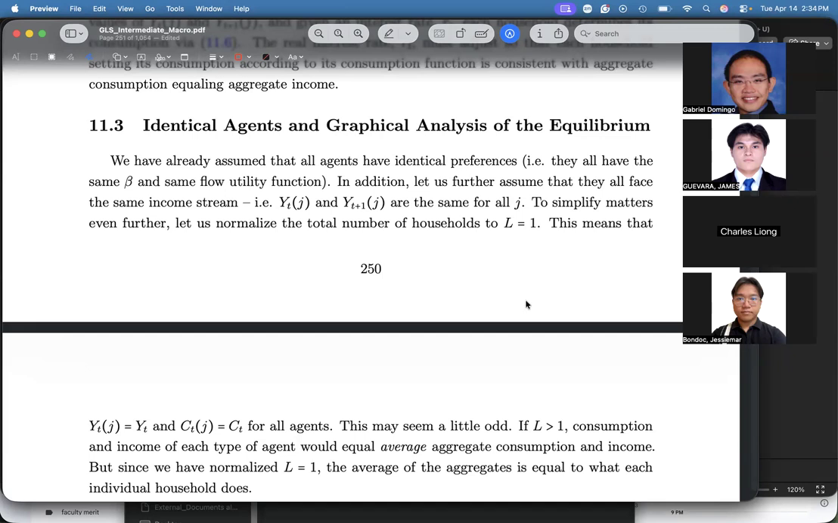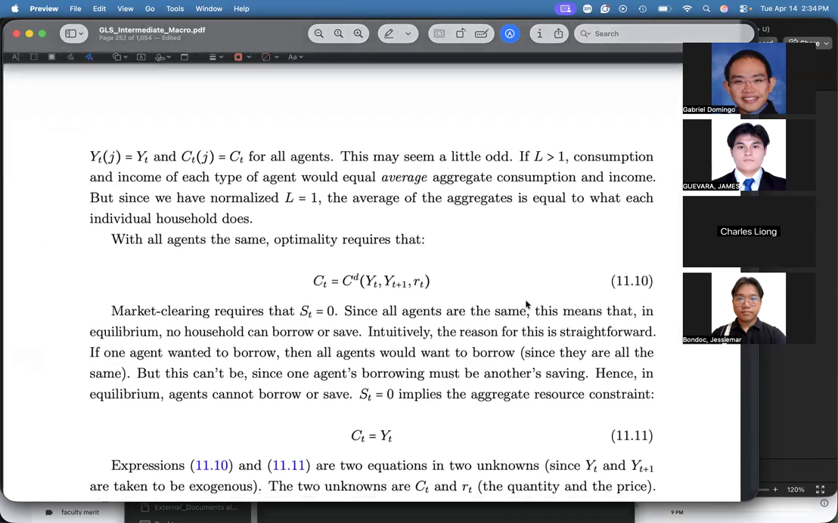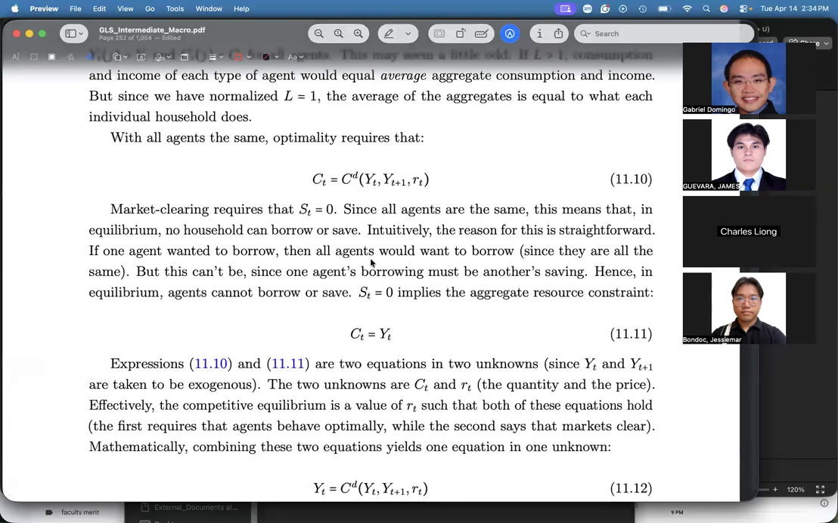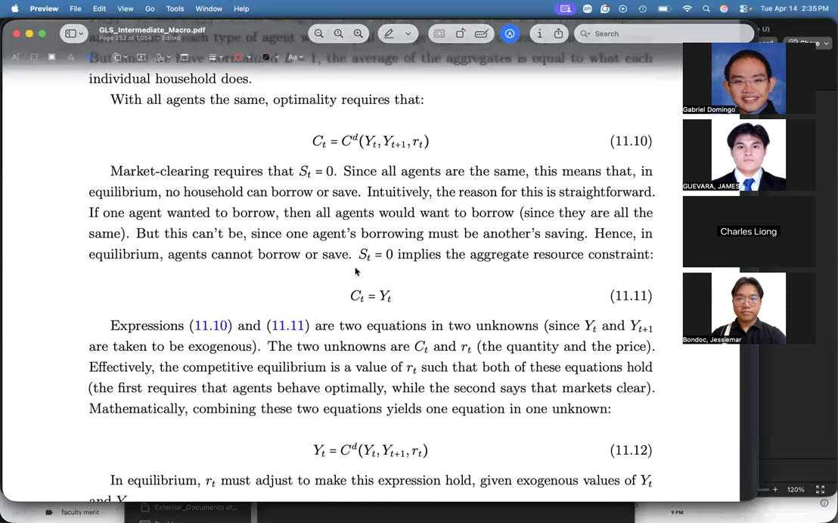Identical agents and graphical analysis of the equilibrium. In this particular case, essentially all agents will be the same, and there's a bit of an explanation in the previous couple of paragraphs here. With all agents the same, the aggregate consumption function will look like this. In equilibrium, agents cannot borrow or save. I think we talked about this prior, so we will skip the whole explanation. Then savings is equal to 0 in aggregate in this special case.